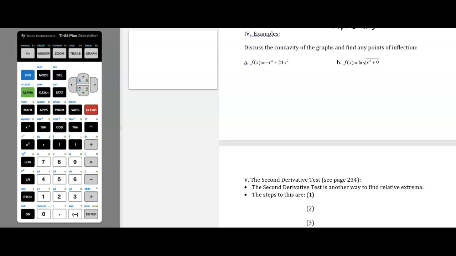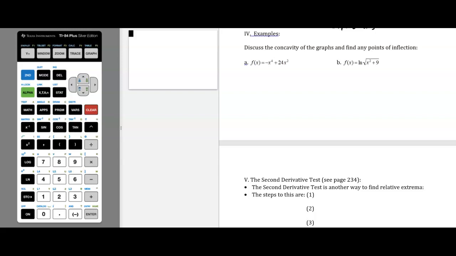Okay, so let me walk you through the process now for finding or describing the concavity of graphs and also finding points of inflection. If we go back to what we were just talking about in the previous video, we know that we need to do a second derivative analysis. We need to know when the second derivative is positive, when it is negative, and when it changes sign.